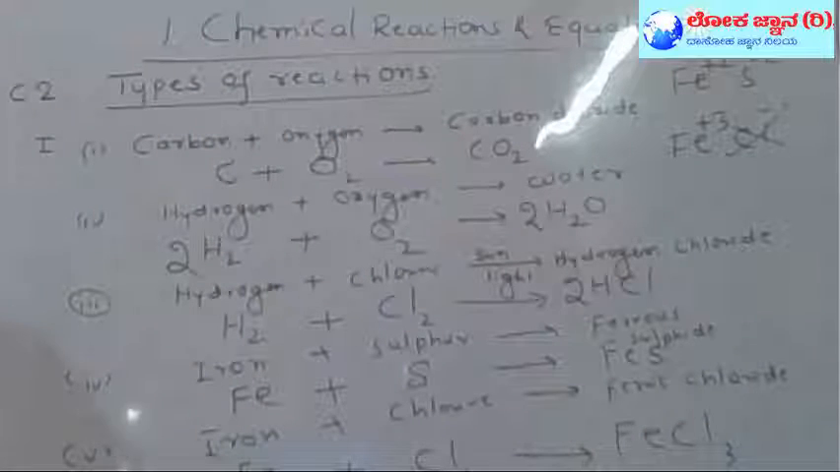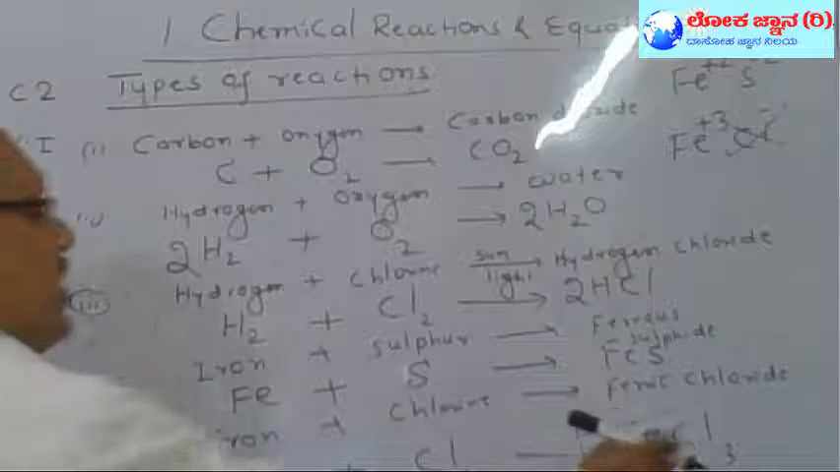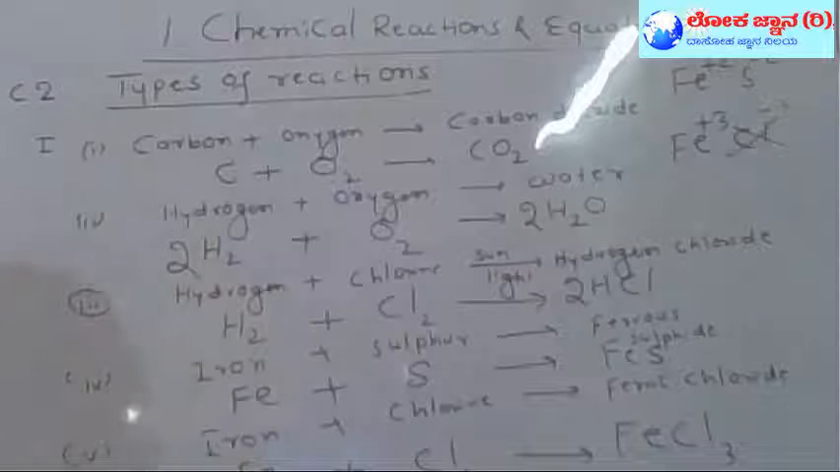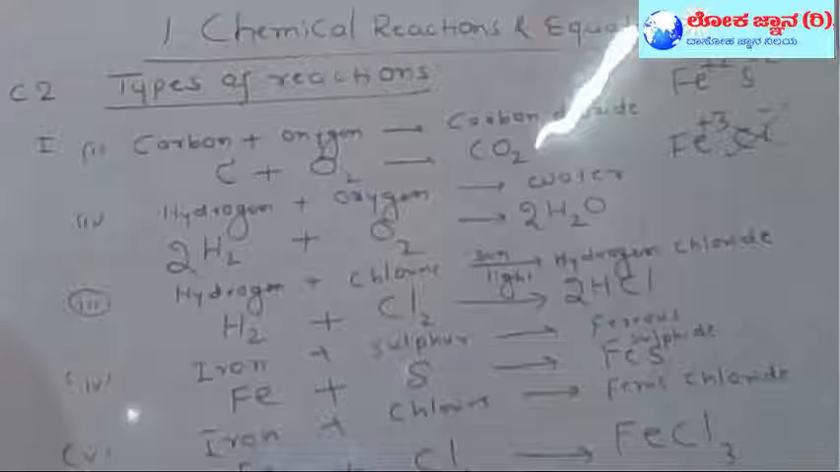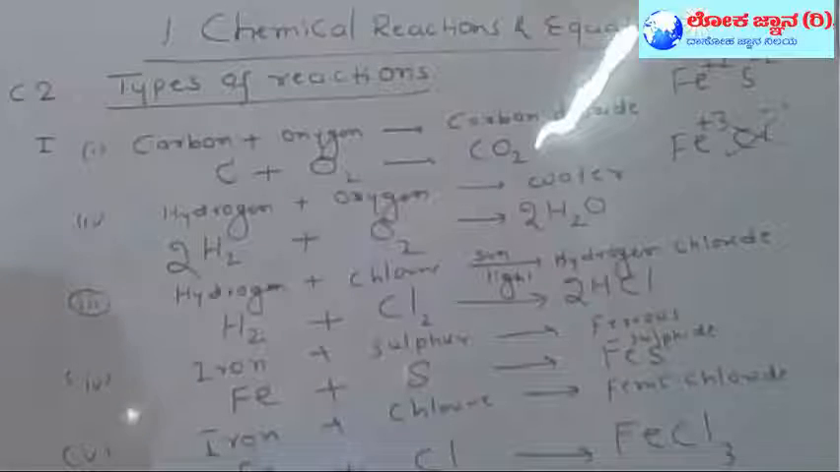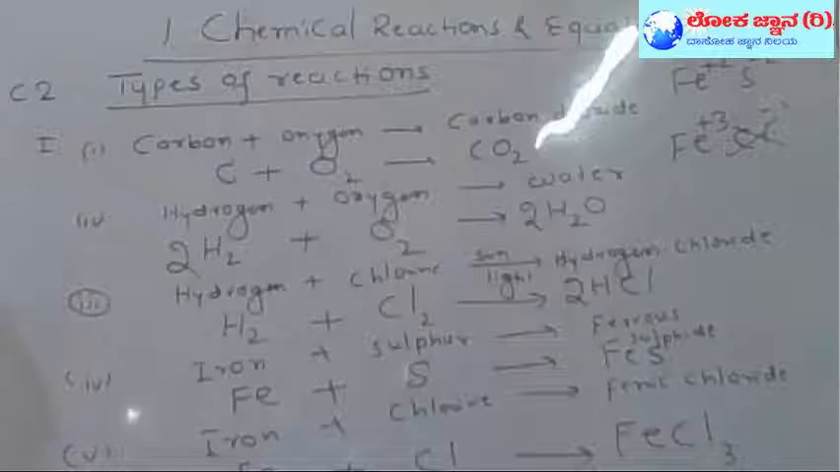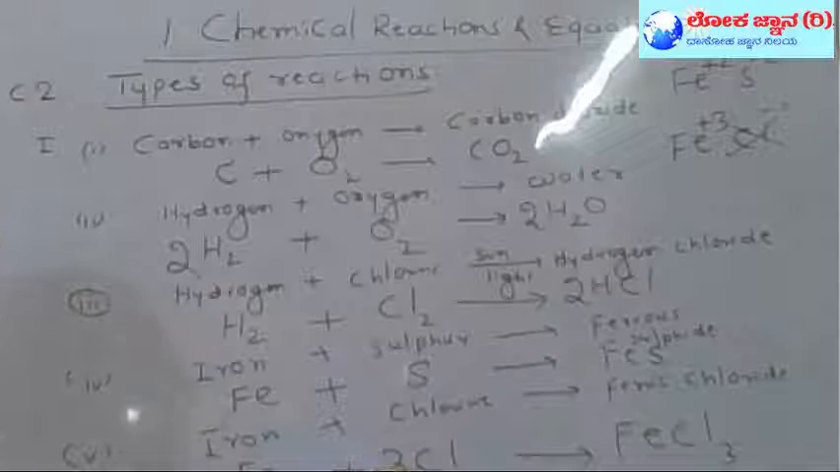Balance it. We'll get how much? Now how many chlorine atoms on the right? 3. On the left? 2. It is not balanced. Therefore make Cl2 as Cl. How many chlorine atoms now on the right? 3. Take 3 chlorine atoms.